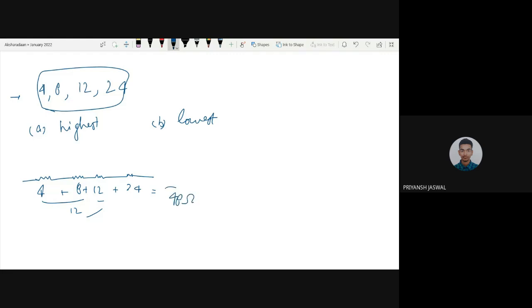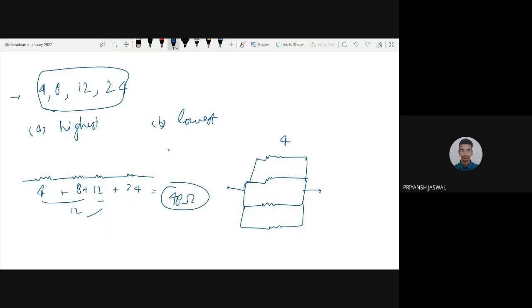The lowest value is in parallel. The greater the resistance, the minimum will be its contribution in parallel, because there we add the reciprocals. So 4, 8, 12, and you can make other connections and check if you get a resistance value greater than 48 for any of the combinations, or a value less than this parallel combination.